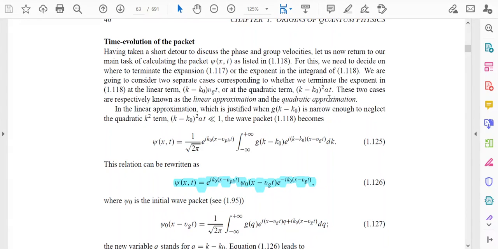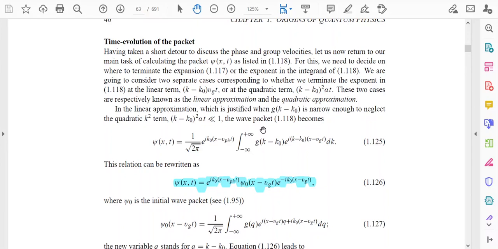So we are going to discuss two cases: the first one is the linear approximation and the second one is the quadratic approximation. The linear approximation is justified when g(k minus k0) is narrow enough to neglect the quadratic k squared term. When we can neglect the quadratic k squared term, we can take the linear approximation. So we have to assume that (k minus k0) whole squared alpha t is very much less than 1, in the wave packet described in equation 1.118 that I showed you a little earlier.